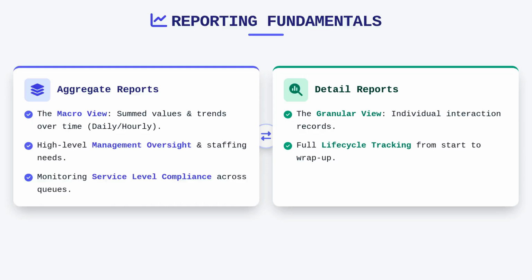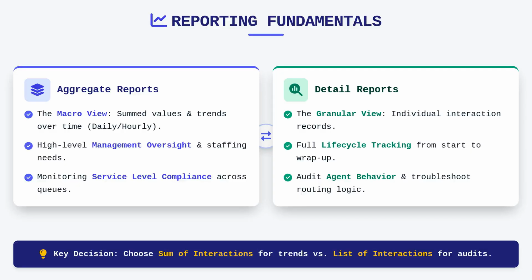While aggregate reports give you the macro view, detail reports are crucial when you need to audit specific agent behaviors or troubleshoot why a particular interaction failed to follow the expected routing logic. Understanding when to query for a sum of interactions versus a list of individual interactions is the first step toward effective data analysis.